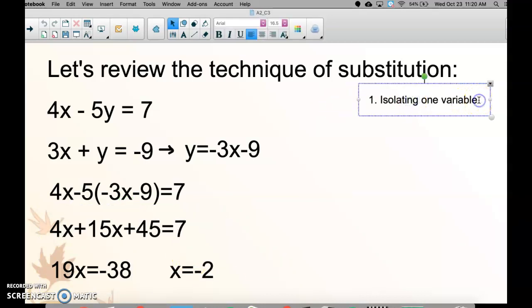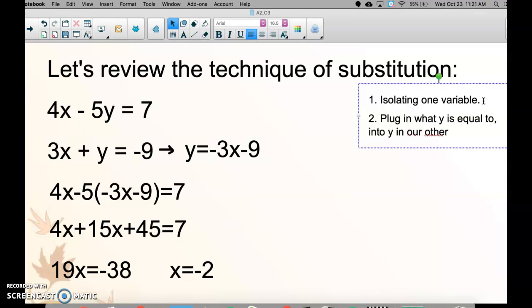So after we've isolated that variable, I'll put my second note here, we plug what y is equal to into y in our other equation. Hopefully that makes sense. That's where I took this and I plugged it in up here. After I've done that, I solve for the variable. Now we're on step 4.